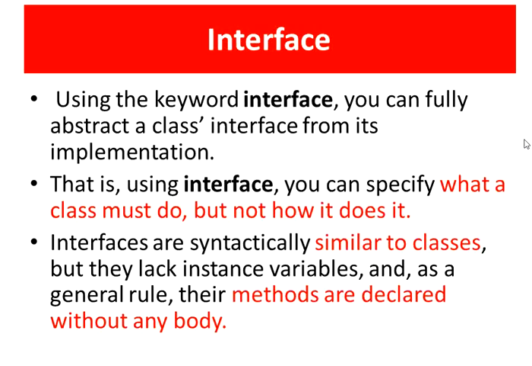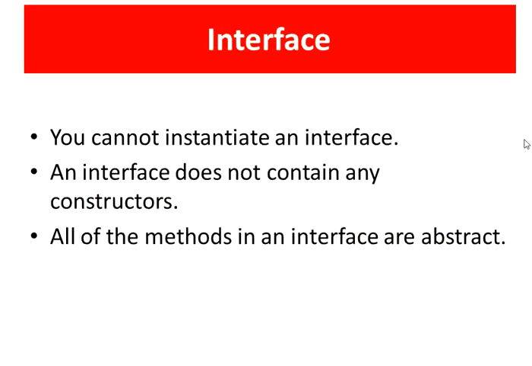So interfaces are syntactically similar to classes, but they lack instance variables, and as a general rule methods are declared without body. So here interface is similar to class. Interface contains methods which are abstract, they only declare the method. Their methods are implemented by some other class. So the class which implements the interface will define these methods.